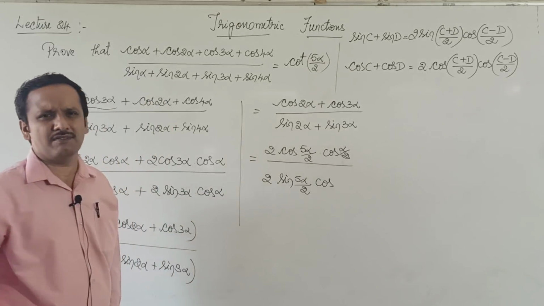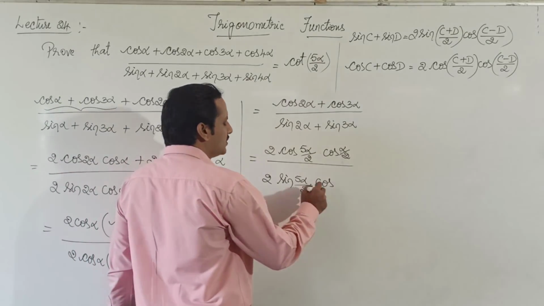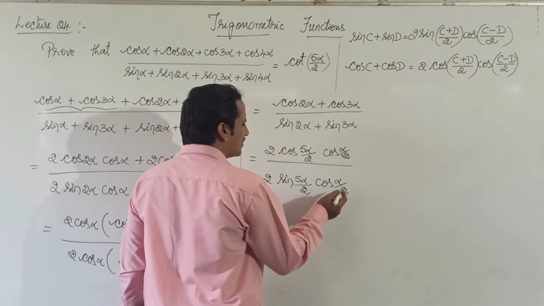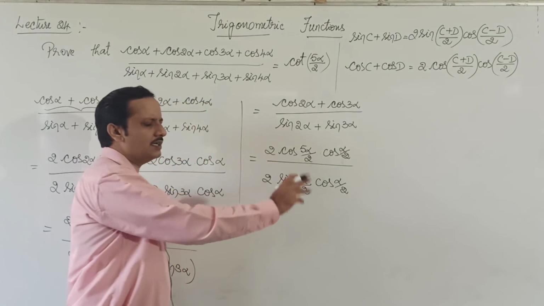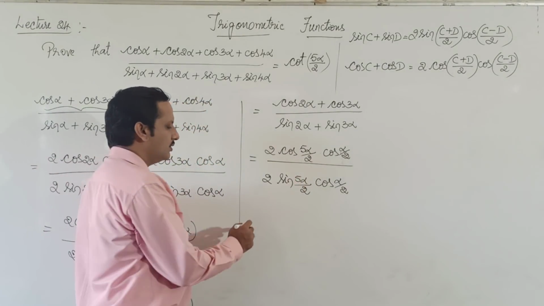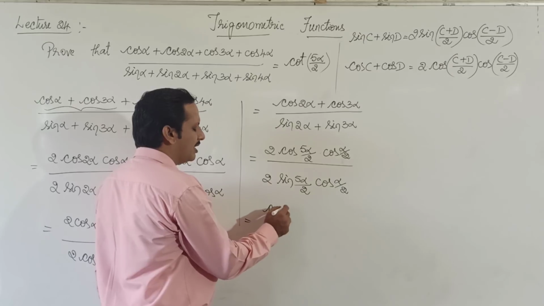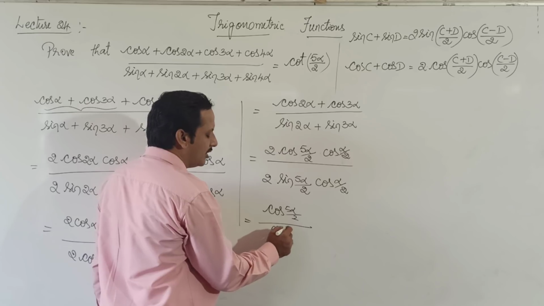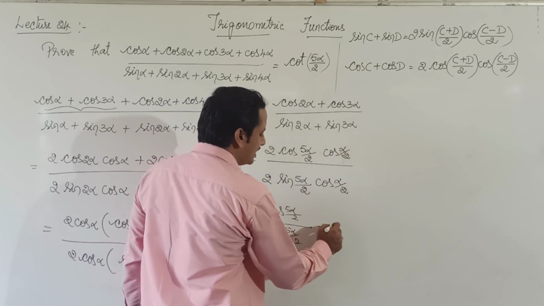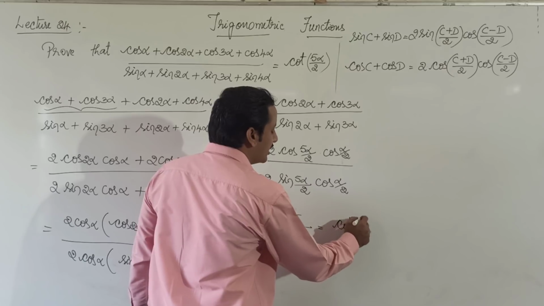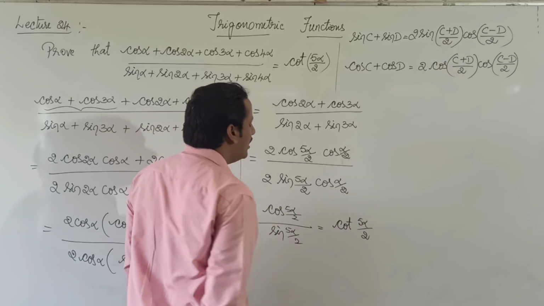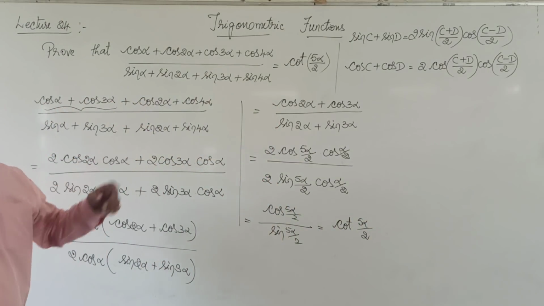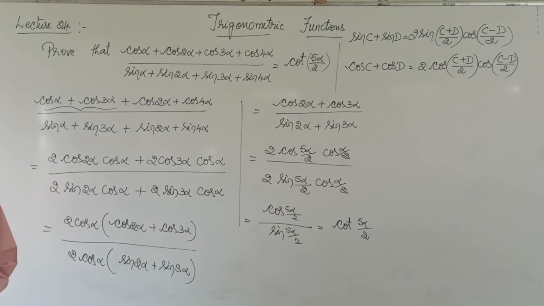2 alpha minus 3 alpha, that is minus alpha by 2. So cos of minus alpha by 2 is the same as cos alpha by 2. 2 gets cancelled, cos alpha by 2 gets cancelled. So you are left with cos 5 alpha by 2 divided by sin 5 alpha by 2, which is equal to cos theta by sin theta, which is equal to cot theta. So we get cot 5 alpha by 2. Cot 5 alpha by 2, that is what we were asked to prove.